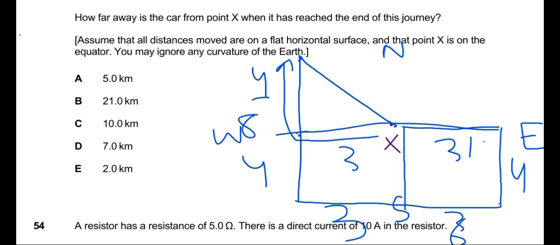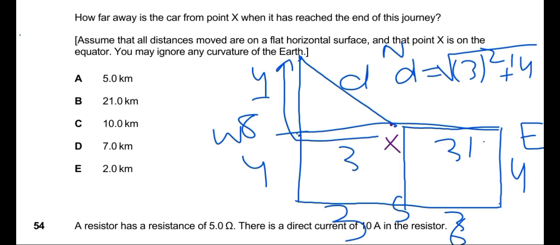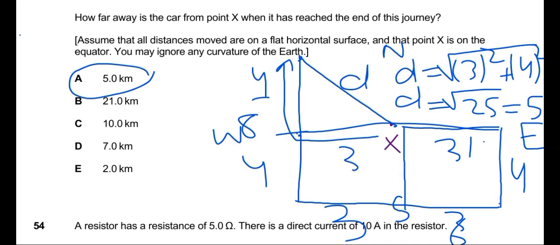From this point to this point is 4. So by using the Pythagoras theorem, the total distance is equal to the square root of 3 squared plus 4 squared. If you solve this, then this is equal to the square root of 25, and this is equal to 5. So our right option is 5 kilometers.